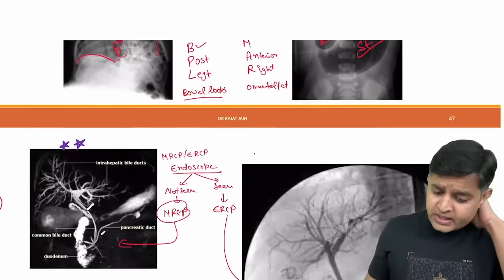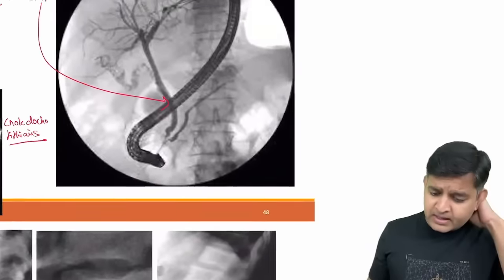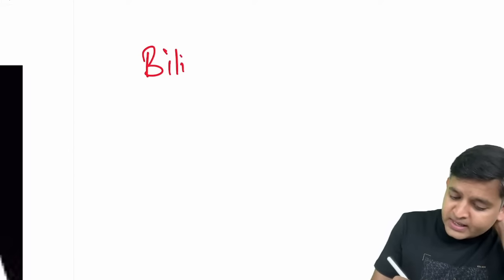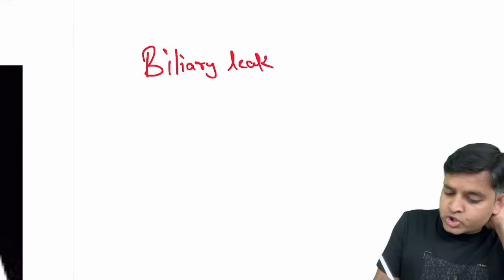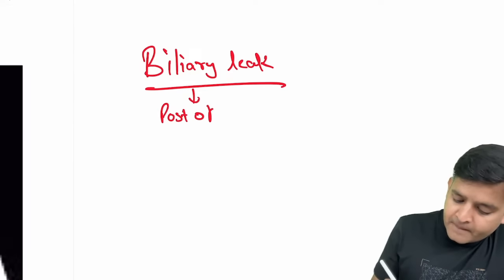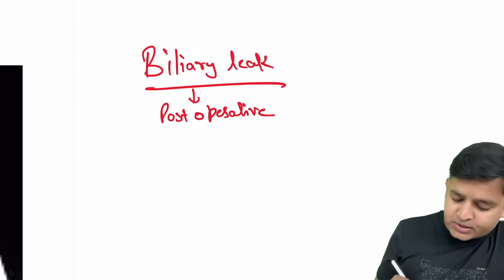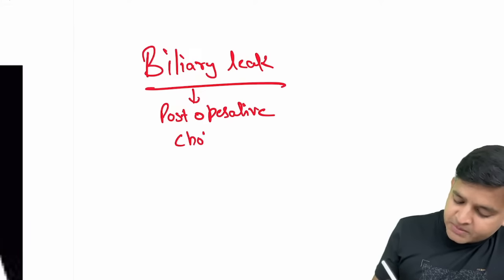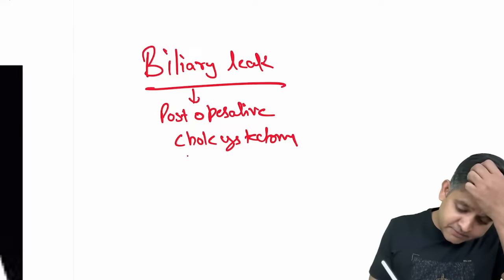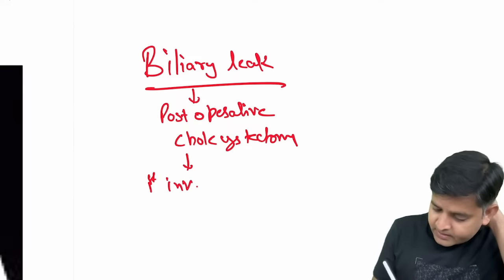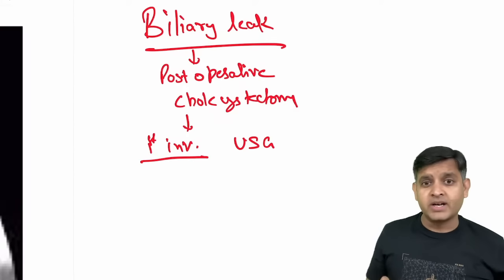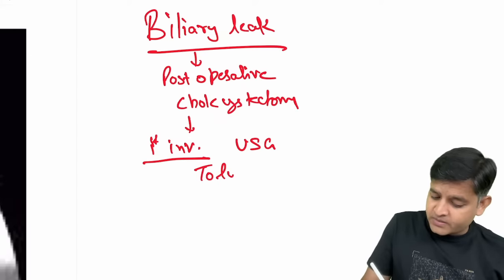Alright, so a very, very important point. There is a high chance that the examiner can ask you a small point over here, and that is a question related to biliary leak. Biliary leak is usually post-operative. So please remember, if somebody asks about a post-operative patient, and the surgery done is cholecystectomy, the first investigation to be done is ultrasound. Why? To look for collection.